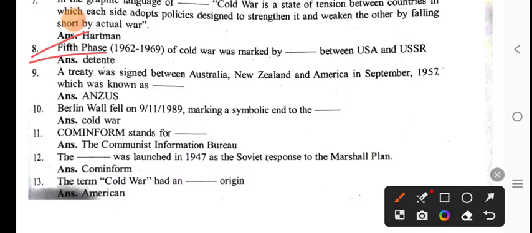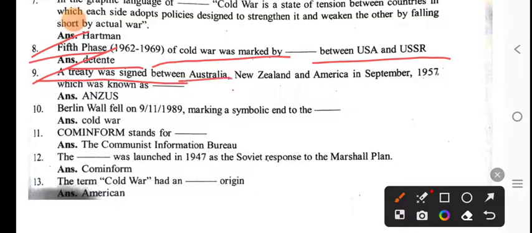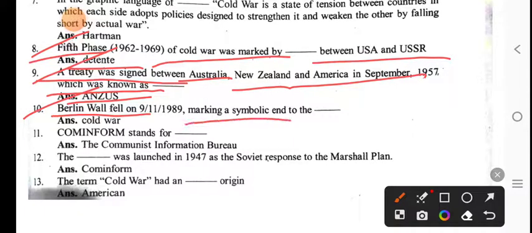The fifth phase, 1962 to 1969, of the Cold War was marked by détente between USA and USSR. A treaty was signed between Australia, New Zealand and America in September 1951, which is known as ANZUS. The Berlin Wall fell on 9/11/1989, a symbolic end to the Cold War.